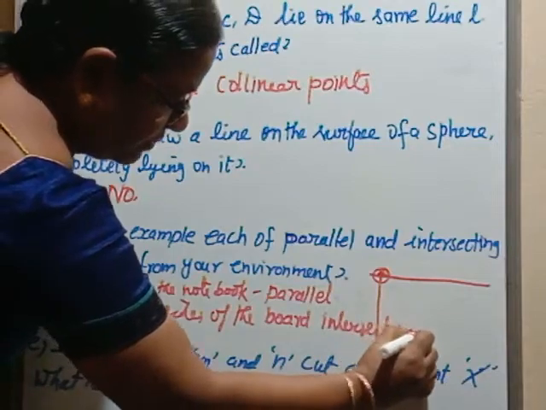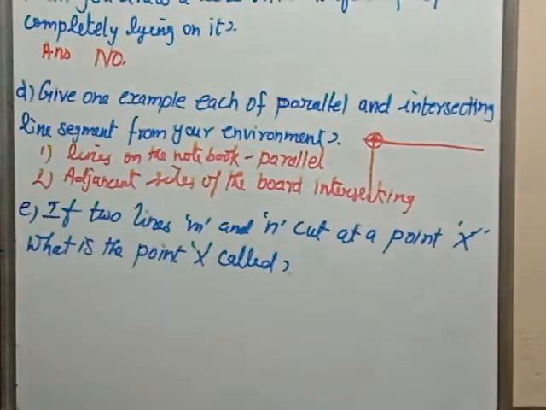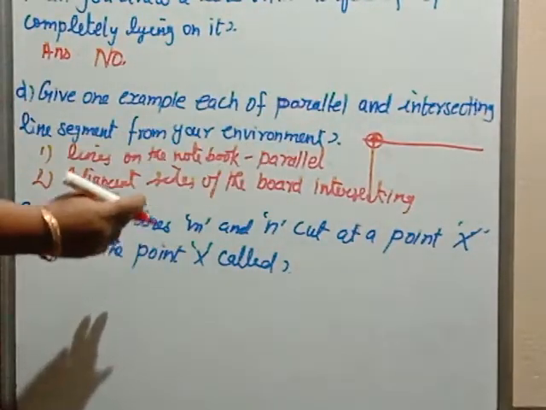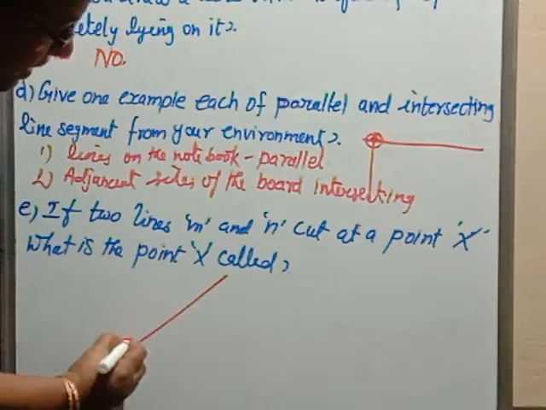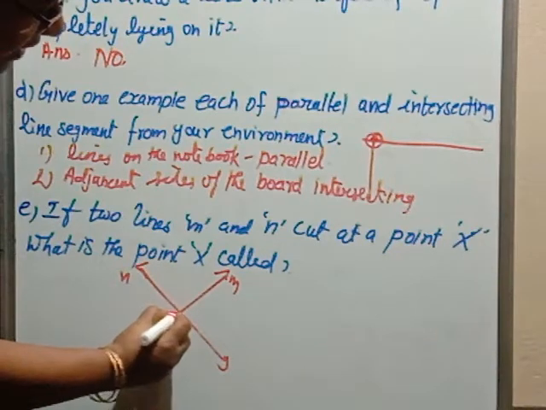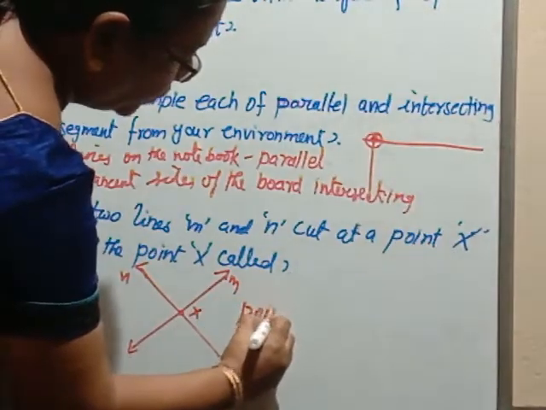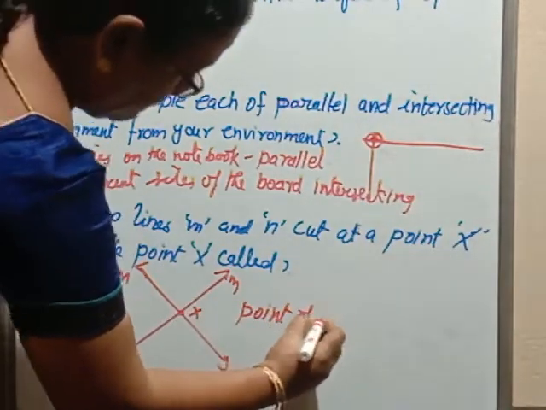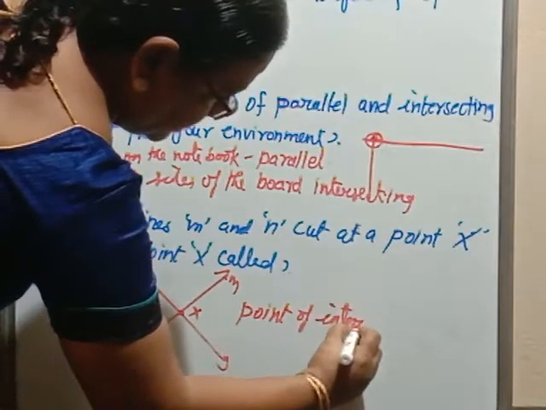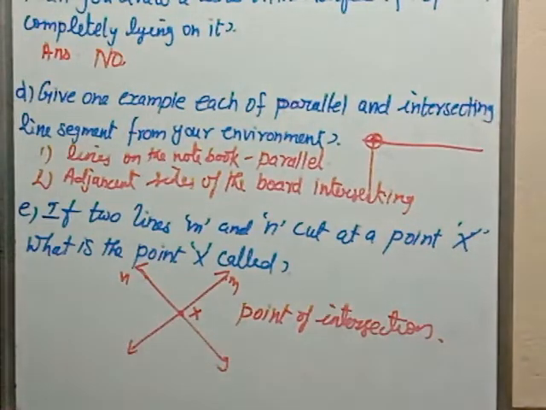Clear, children? Now, if two lines M and N cut at a point X, what is the point X called? Consider this is M, this is N. Here it's cutting at the point X. What is the point called? Point of intersection. Clear, children? Copy down all these sums in your CW and watch the video. Try to understand all the concepts.